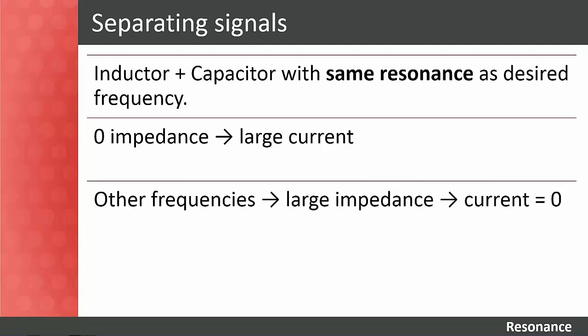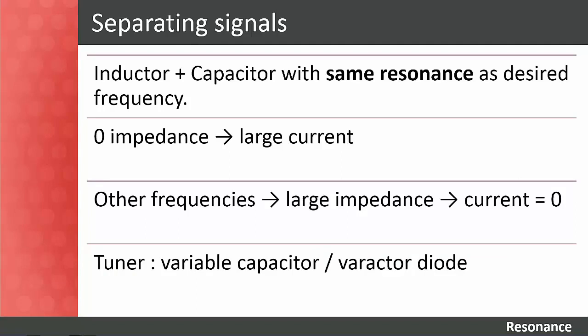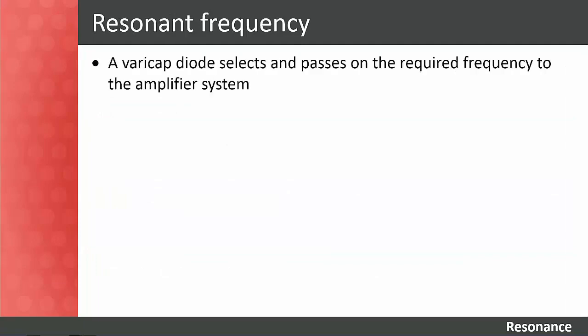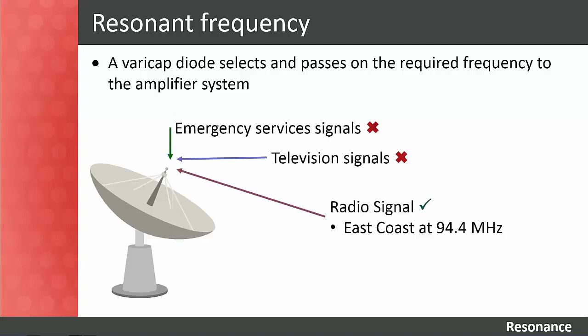The tuner of the receiver is a series or parallel circuit consisting of an inductor and a capacitor, which we can make resonant at different frequencies by using a variable capacitor, or today, a Varactor diode, also called a Varicap diode. A Varicap diode selects and passes on the required frequency to the amplifier system, and you have now tuned your receiver to the required radio station or TV channel that you wanted.